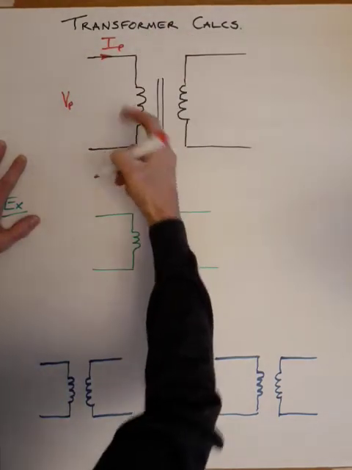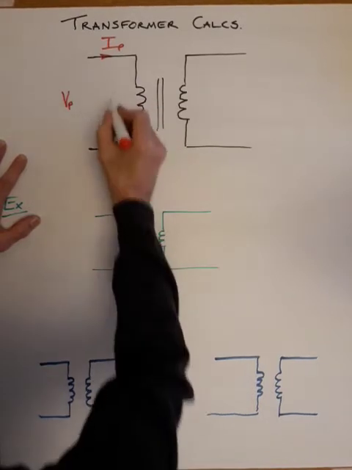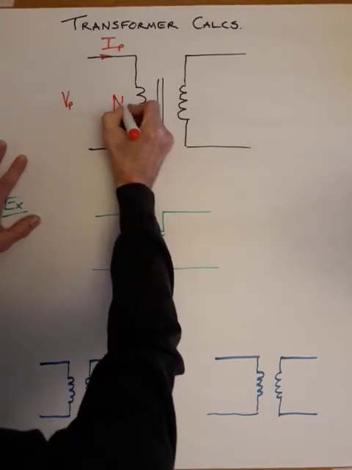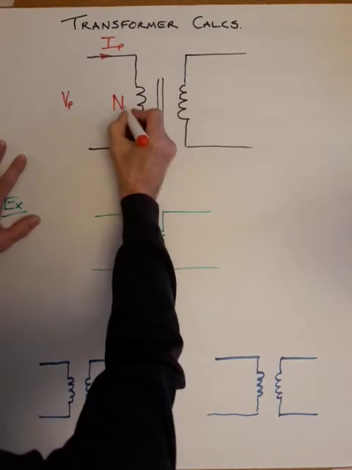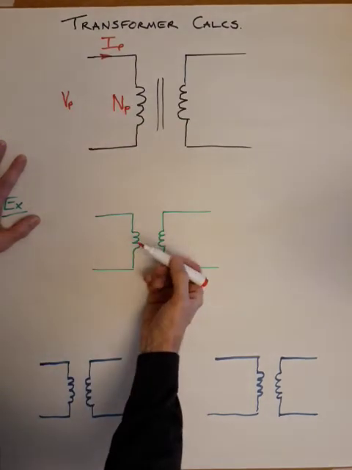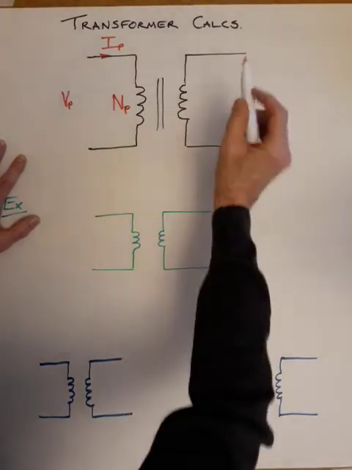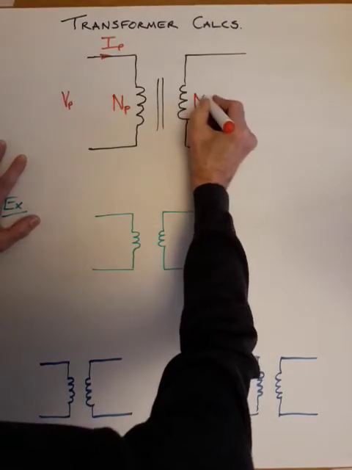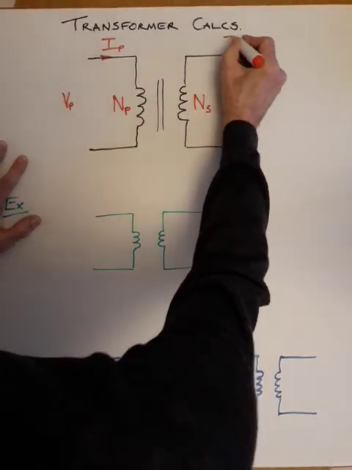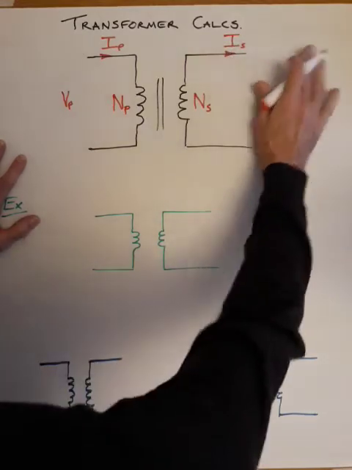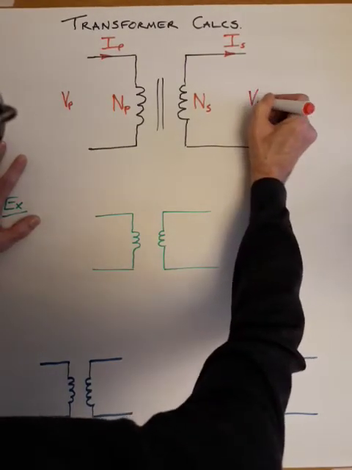and this side of the transformer has a certain number of turns, a number of windings, and we use the letter N to represent the number of turns. So this is the turns on the primary. We then have exactly the same scenario on the secondary. So the secondary has a number of turns. The current leaves the secondary and goes to supply whatever the circuit or load is, and there is a secondary voltage.